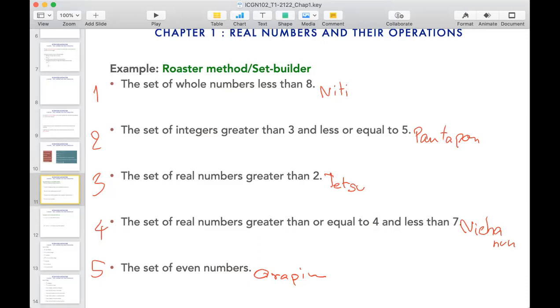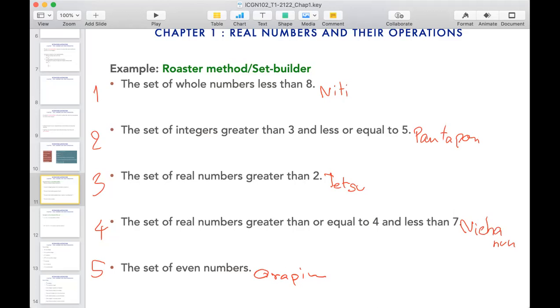Okay, everyone, welcome back. So now we are going to see how you just answer these problems here. You can see that for the first example, set of a whole number that is less than 8. Whole numbers are the integers that start from 0, right? So that is 0, 1, 2, 3, 4, 5, 6, 7.